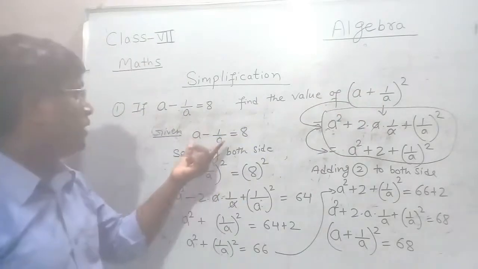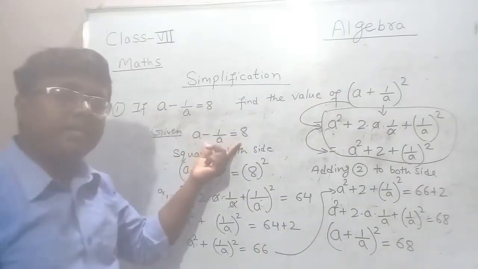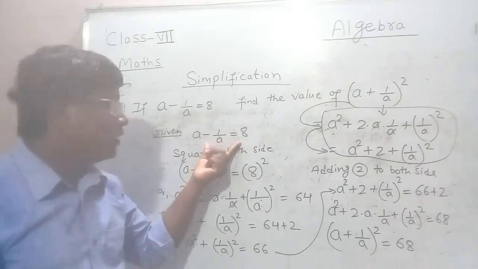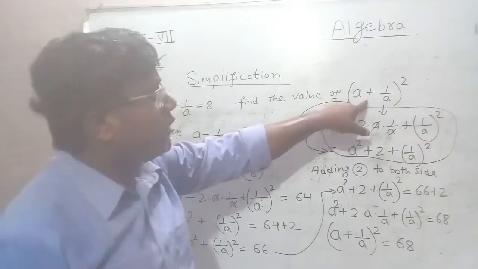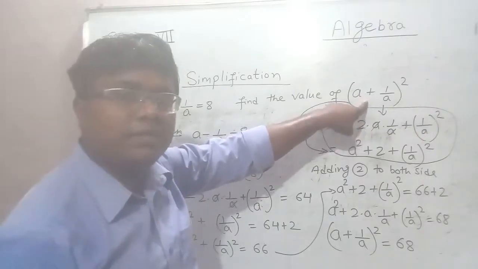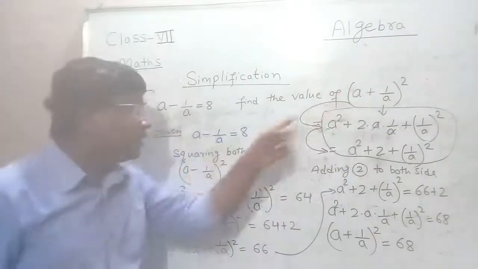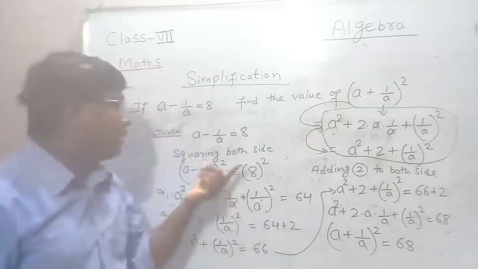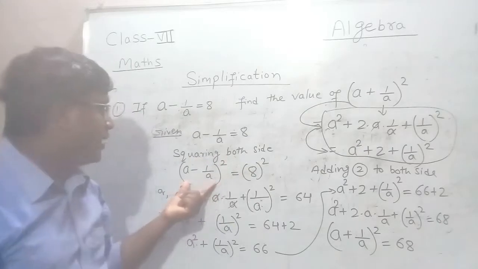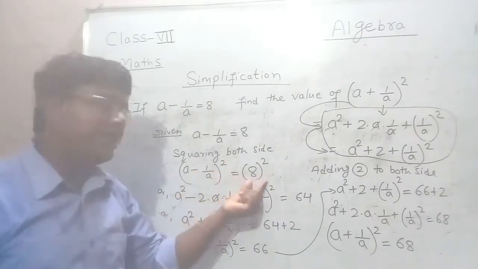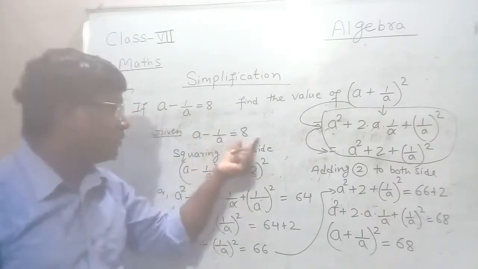So what I do here, I just take the given thing, a minus 1 upon a is equal to 8. As we are going to find the value of a plus 1 upon a whole square, this square is giving us the hint, so I am taking a square, meaning squaring both sides. So here a minus 1 upon a whole square is equal to 8 square.